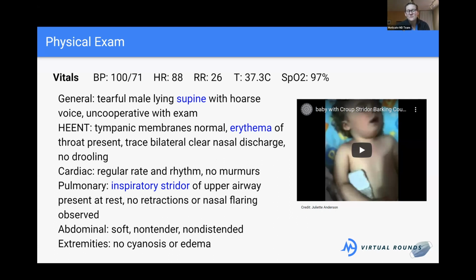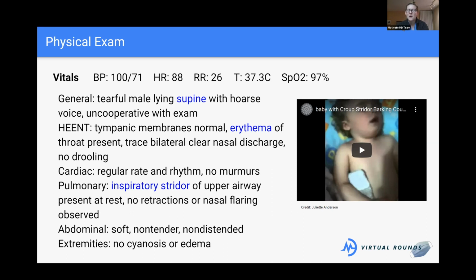And he's also not drooling. I just put that in as a pertinent negative on exam that we'll talk about a little bit more later in the pathology section. But it looks like, yeah, he's doing okay from a head and neck perspective. For his cardiac exam, it's pretty much completely unremarkable. He has a regular rhythm with no murmurs.